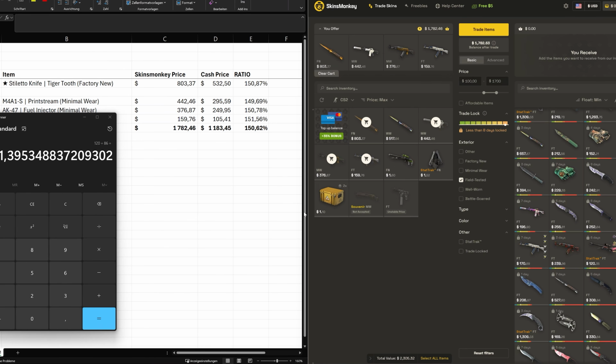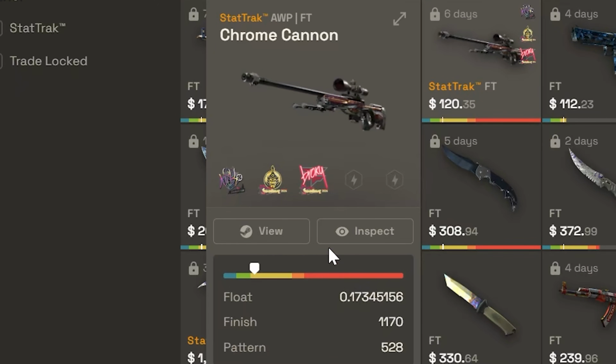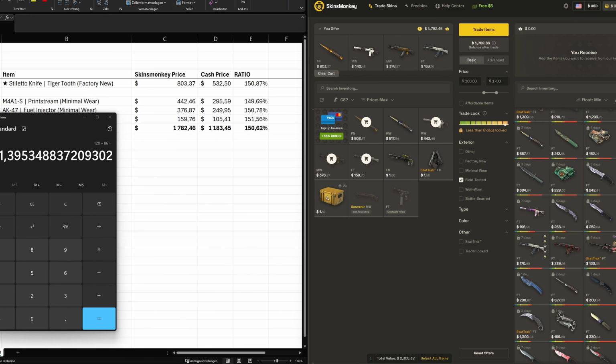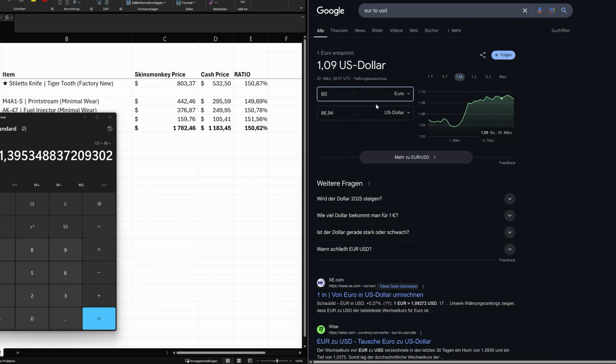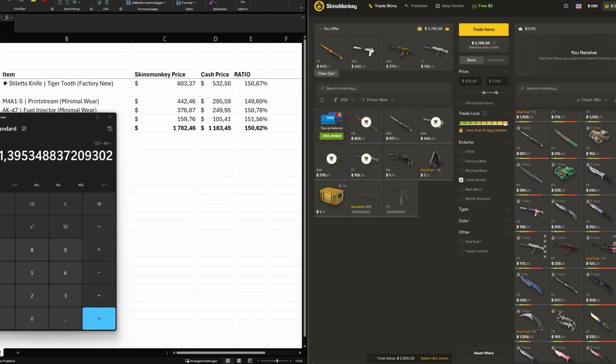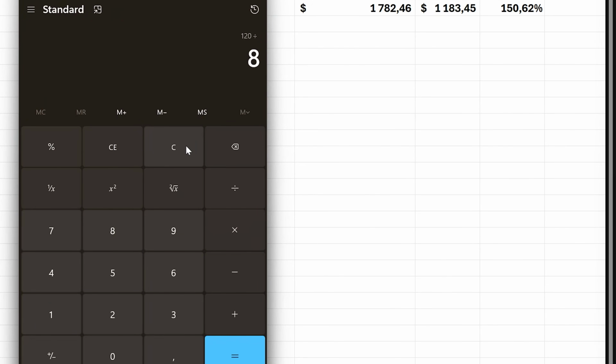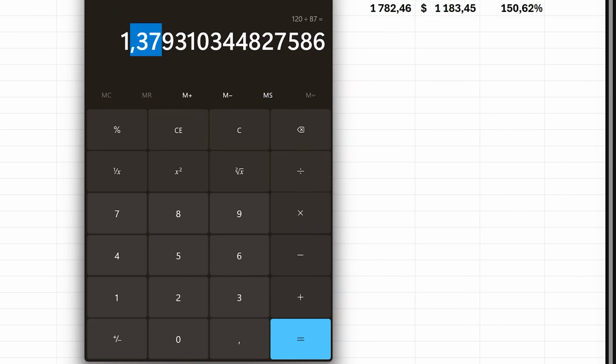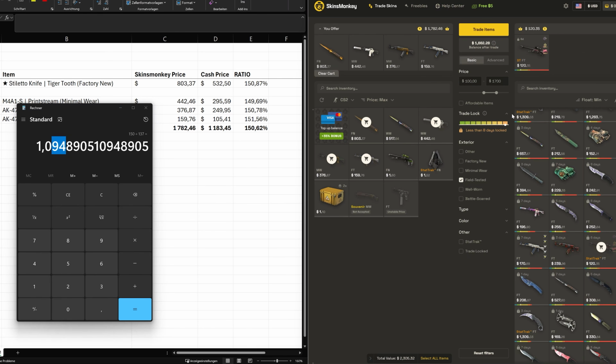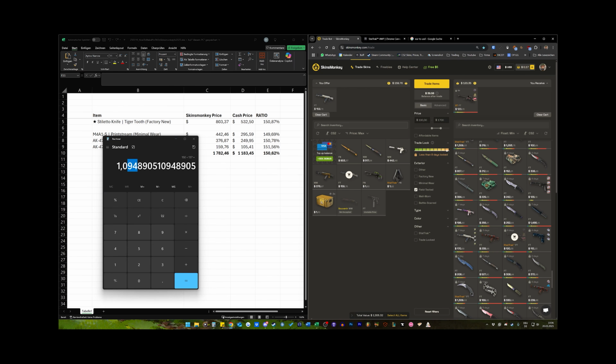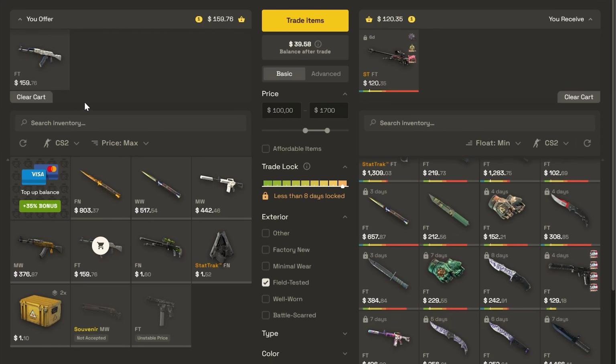And another one, even better deal. We found a 0.17 field tested StatTrak Orb Chrome Cannon. Low float, pretty good. And this is going on buff for 80 euros, which is around 87 US dollars. And we compare that, that's even more, holy shit. And we compare that, this is 137%. So even way better. If we compare it to the percentage we had, this is a 9.5% profit if we trade for that. Pretty good. I will actually trade for that because that's a good deal. I didn't plan to trade for this video, but 9%?